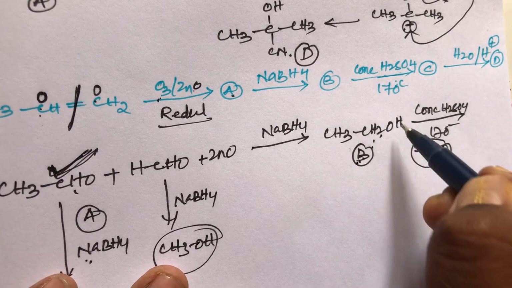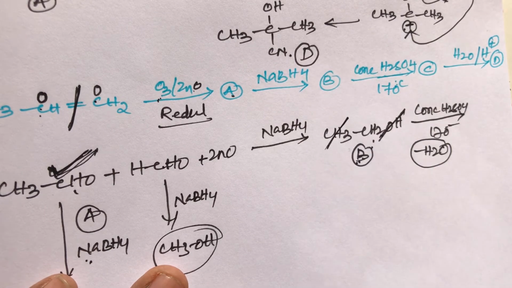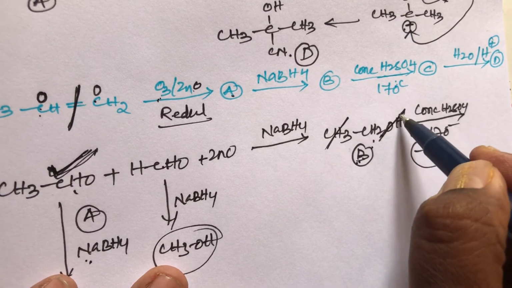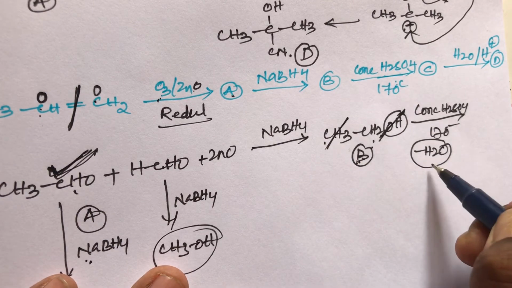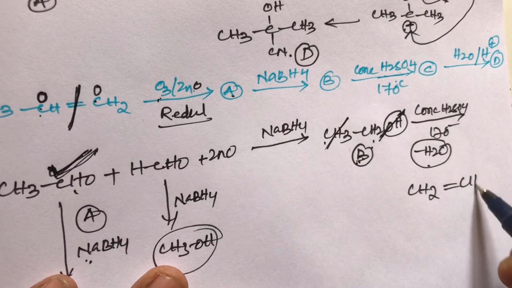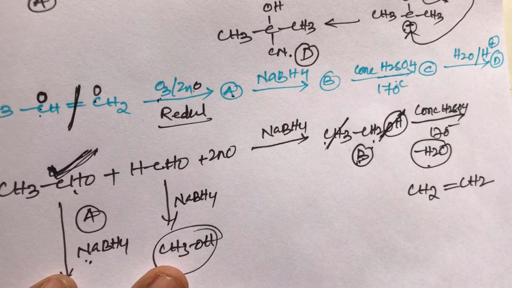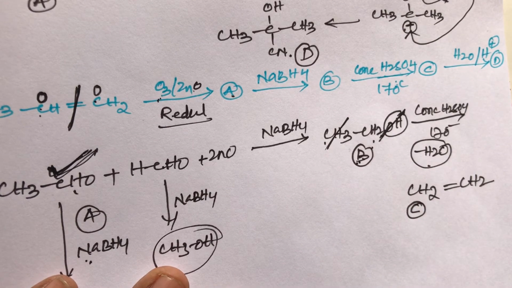Simply remember, I take OH from this carbon and one hydrogen from the adjacent carbon. We get removal of water. The final product is CH2=CH2. This is the C compound.